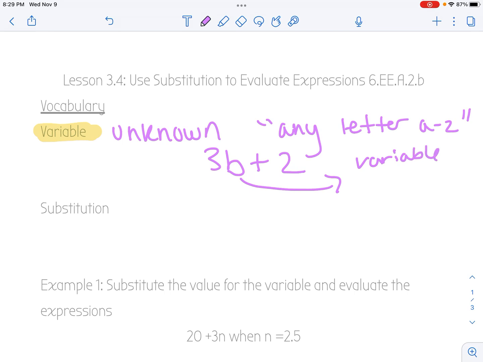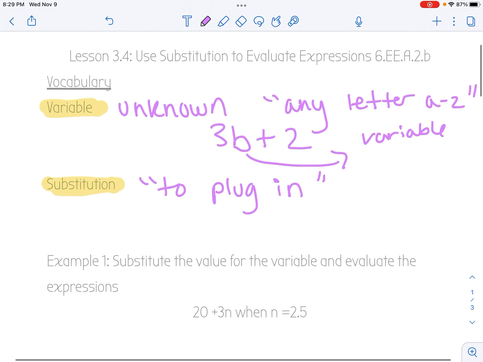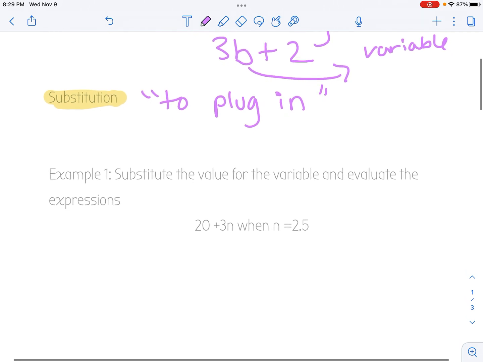Okay. Now, substitution is a new term. This just means to plug in. To substitute, to plug in. When you're substituting in for somebody in a basketball game, right? You're taking that person's place on the basketball court, right? You're subbing in. So in math, you're subbing in a number for a variable, or we're plugging in a number for a variable. So for example, in our expression here, we have 20 plus 3n.